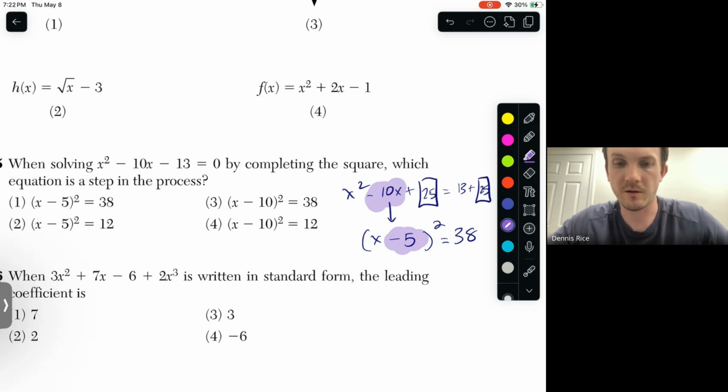Okay? And don't forget it became 38. I don't know, where would they get 12? Oh, if you kept it as -13, I guess. You did 25 minus 13. So yeah, don't forget about the math on the right. We did have to add it to both sides. Is there any scenario where it won't be half? Nope. Yep, it'll always be half.